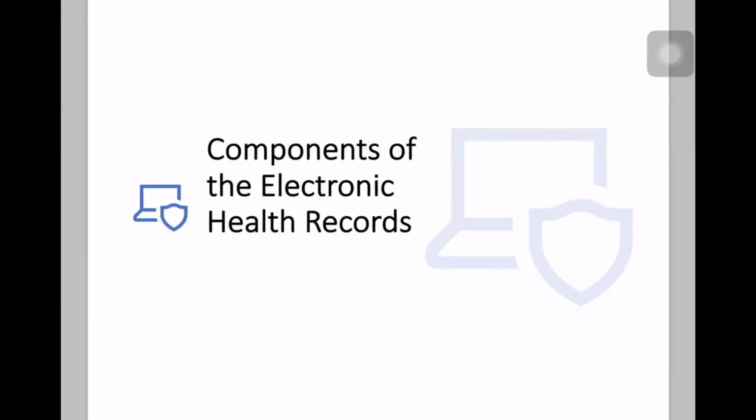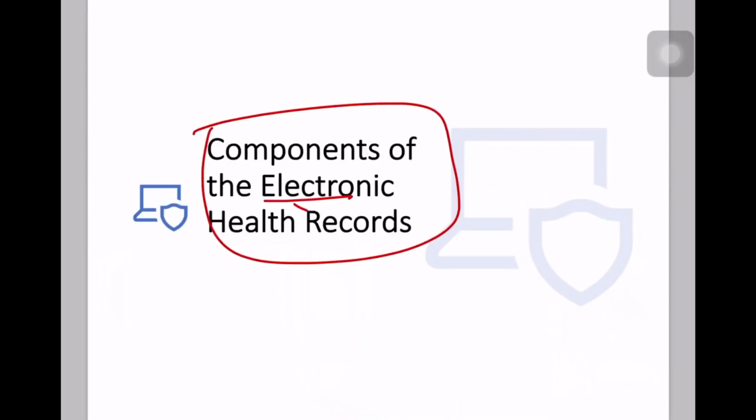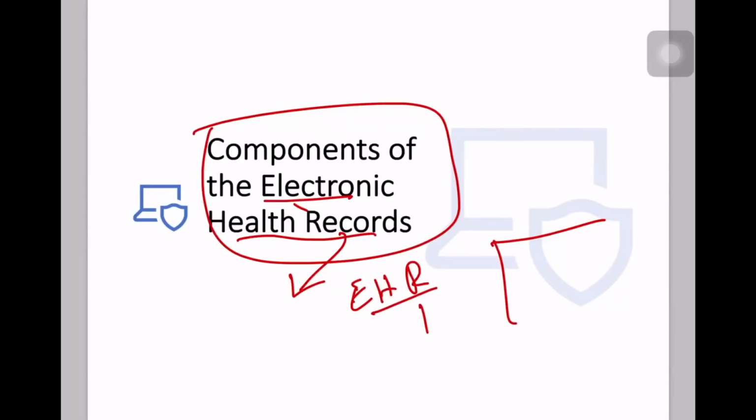Now, look at the components of electronic health records. What are the components of electronic health records? So when we say electronic health record, this is a system, a software, which has several components.